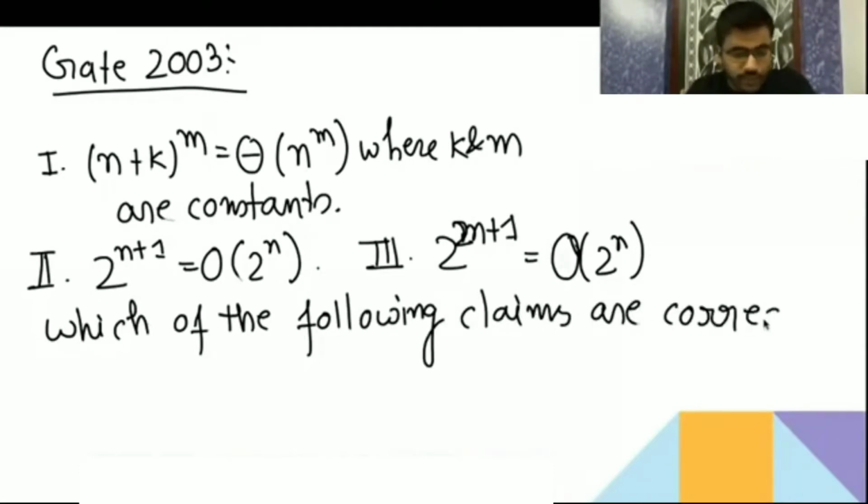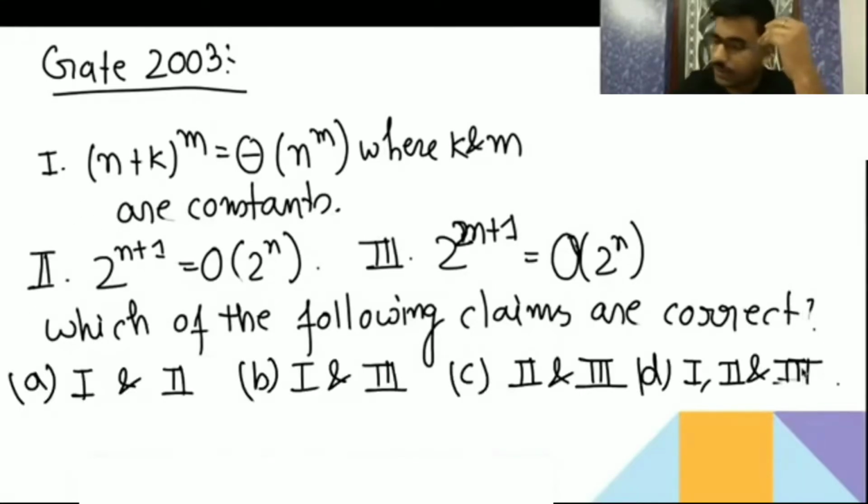So the question is, consider the 3 claims, which is the correct one. I think A is the only one. A is the correct option. Yeah, A is the correct one.